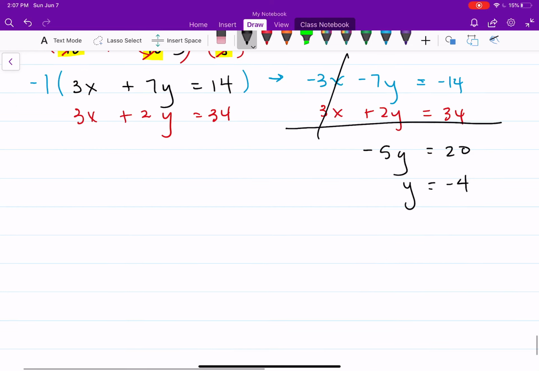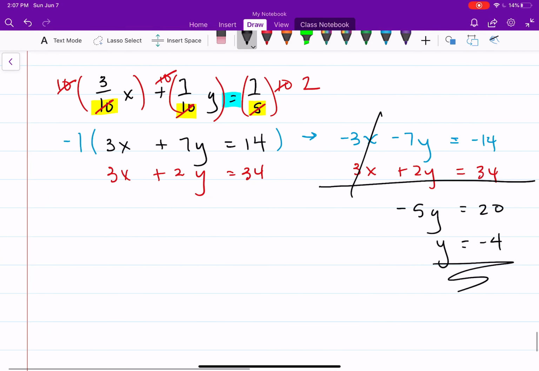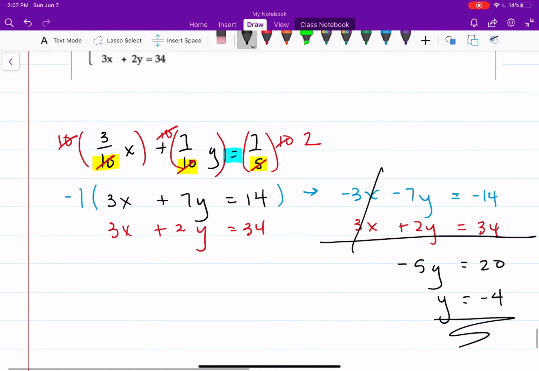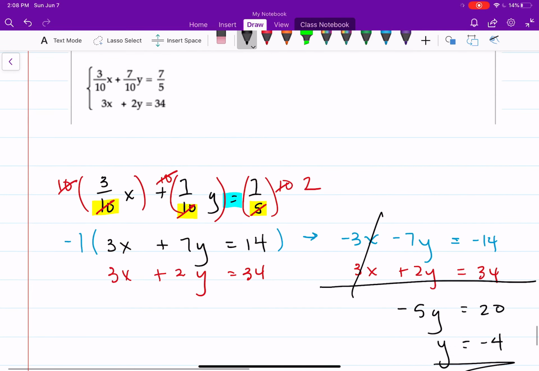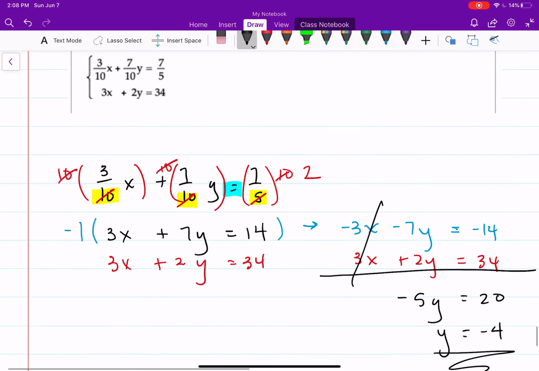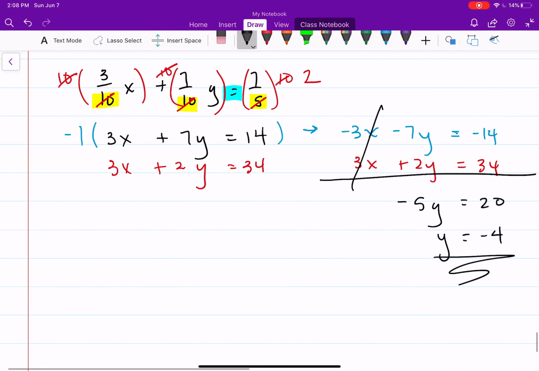So now that I have y equal to negative 4, I have to find my x. To find my x, I have to plug it into one of my equations. So I'm going to plug it into the equation that I didn't have to deal with fractions in. So I would choose the second one, which is 3x plus 2y equals 34.